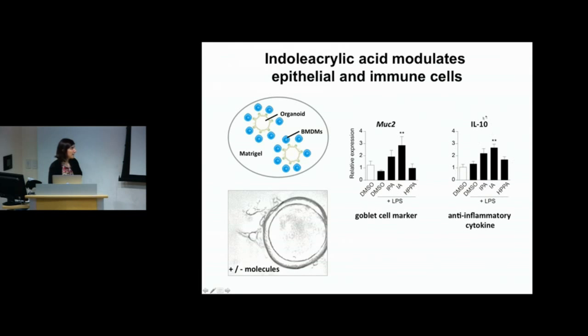Then when we looked at cytokine production, the anti-inflammatory cytokine IL-10 was induced in the presence of indole acrylic acid as well. So this is really nice. This means that the molecule we're looking at protects against DSS-induced colitis. It causes the cells to make more mucus and stimulates the production of anti-inflammatory cytokines. And so we wanted to know if this was relevant in human cells.